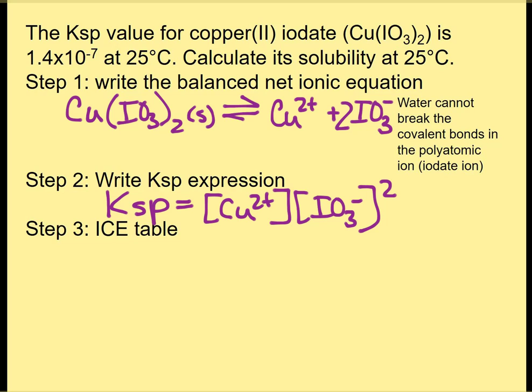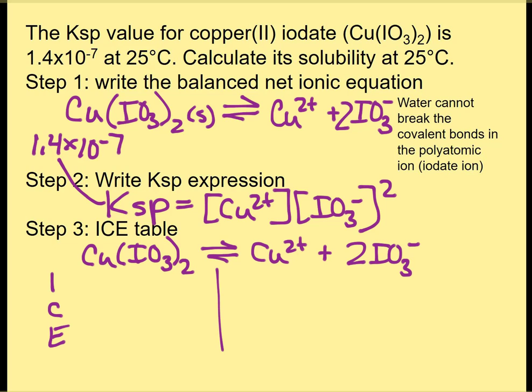And for this one, I don't know what the ion charges are. I do know that the KSP value is 1.4 times 10 to the minus 7. I'm going to do a little ICE table so you can see what the ratio of the ions are to each other. Because my solid is not in the KSP, I don't have to fill out this portion of the chart because it doesn't affect my equilibrium.